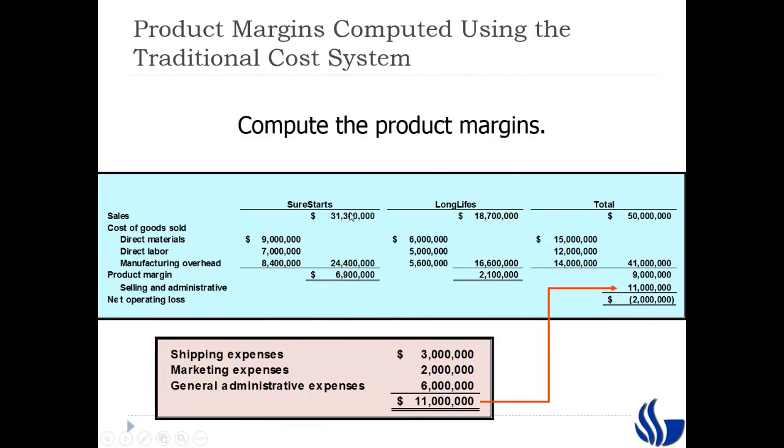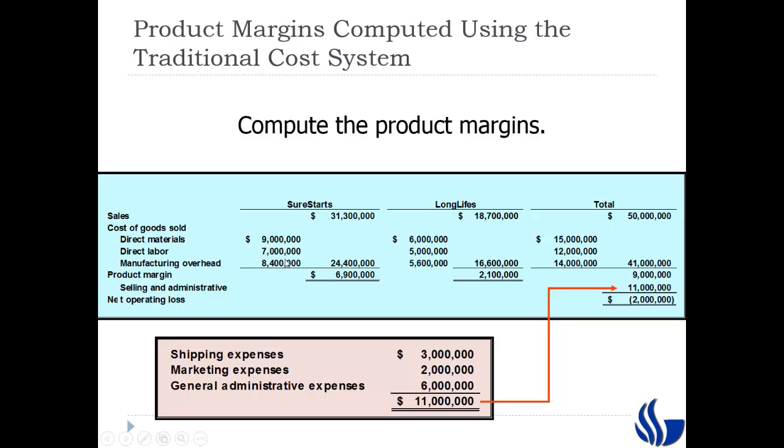Okay, so then what we'll do is we'll segment the income statement. It will be segmented based on the two product lines. So we've got the Sure Start batteries here, and presumably it's easy to determine where the revenue comes from, and the direct materials and direct labor. Those are all directly traceable items. And this overhead, as we talked about, we just allocated, right?